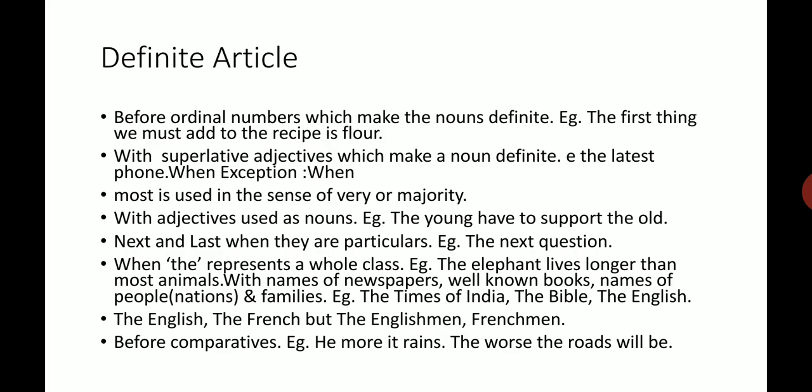Now, before comparatives, we also put the. For example, in case you want to say, the more it rains, the worse the roads will be. Children, there is a misprint on the slide. It should be, the more it rains, the worse the roads will be. So you can make a change there. So in this case, when there is a comparison, we can also use the. But the comparisons have to have constructions like the and the twice in a sentence.